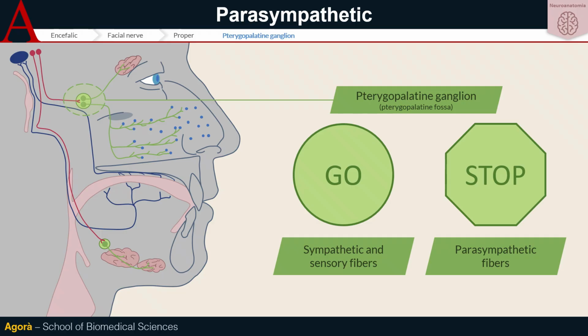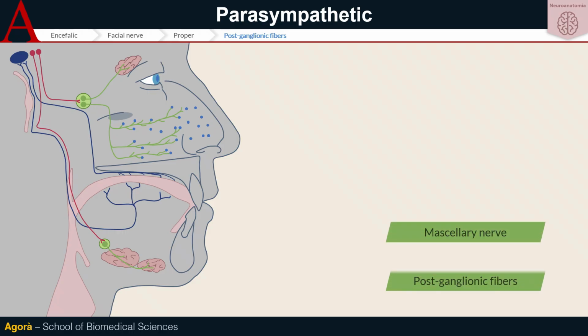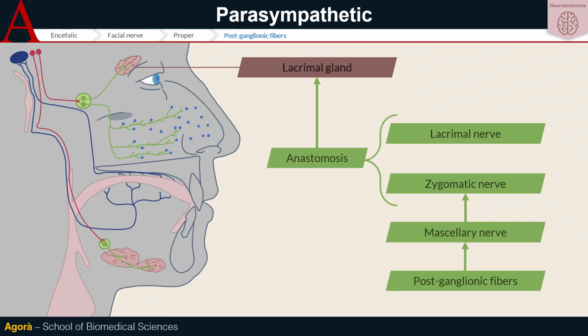A particularly interesting connection is with the maxillary nerve. Not only does the maxillary nerve release preganglionic fibers directed to the sphenopalatine ganglion, but it also receives postganglionic fibers from the latter. These fibers, following the path of the maxillary nerve, enter the zygomatic nerve and then, through anastomosis with the lacrimal nerve, travel along with it to the lacrimal gland, thereby innervating it.